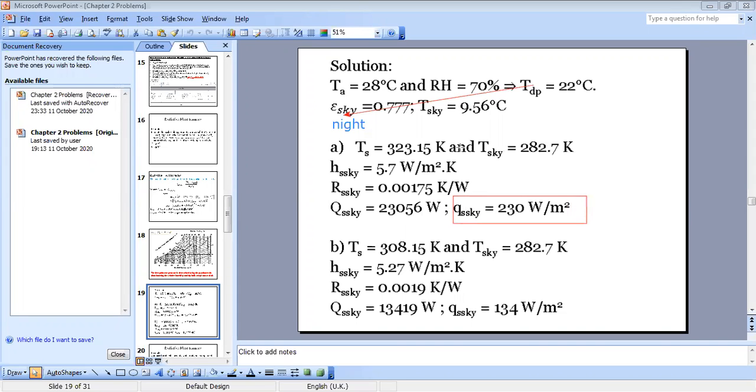Now, since they asked for two different temperatures, A is 50 degrees for the surface, and B is 35 degrees for the surface. And as expected, the radiation heat will be much higher when the surface temperature is higher, because the higher the temperature difference between surfaces, the higher the radiation transfer. Any question for this?